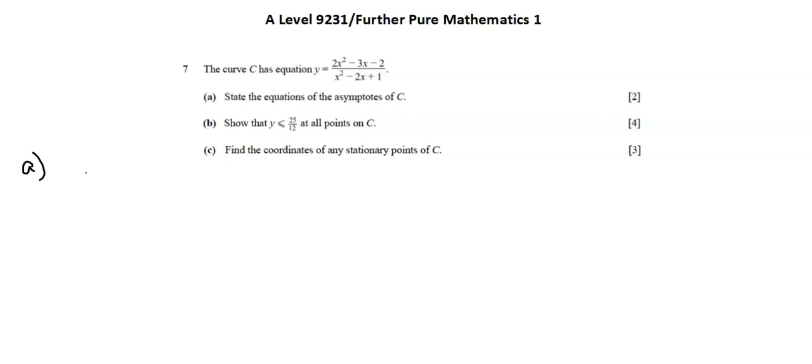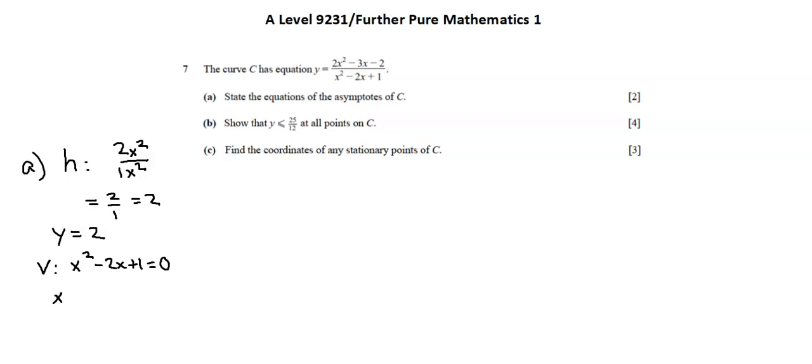For A, I'll evaluate for horizontal asymptotes by taking the coefficients of the highest degrees of the variable. So if I take just the x squared terms, 2x squared over x squared, which is the same as 1x squared, the fraction formed by the coefficients is 2 over 1, which equals 2, and my horizontal asymptote is y equals 2. To find the vertical asymptote, I'm going to look at what x values would result in a 0 value in the denominator. x squared minus 2x plus 1 equals 0. x simplifies to 1.